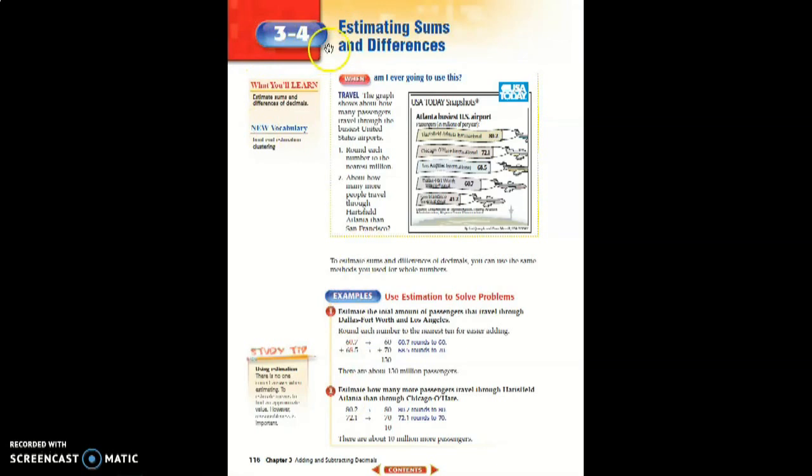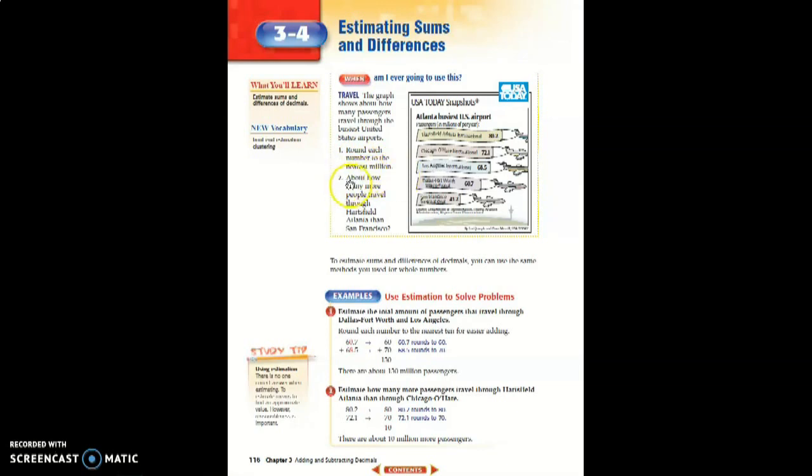3.4 Estimating Sums and Differences. When am I ever going to use this? What you will learn: estimate sums and differences of decimals. New vocabulary: front-end estimation, clustering. Travel. The graph shows about how many passengers travel through the busiest United States airports. 1. Round each number to the nearest million.